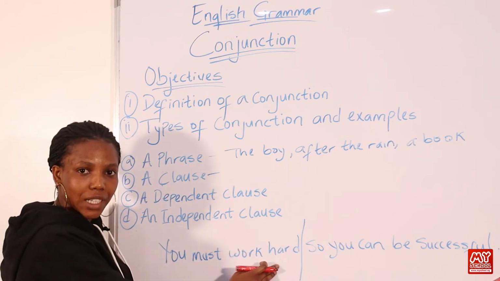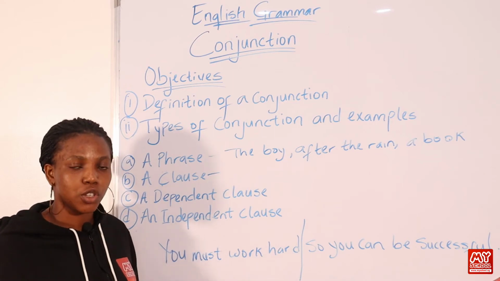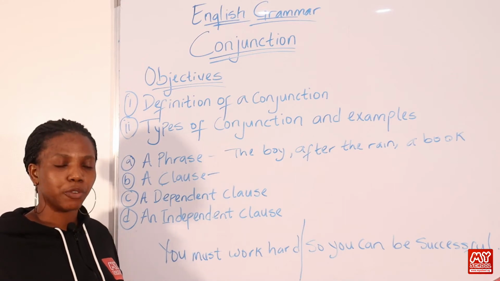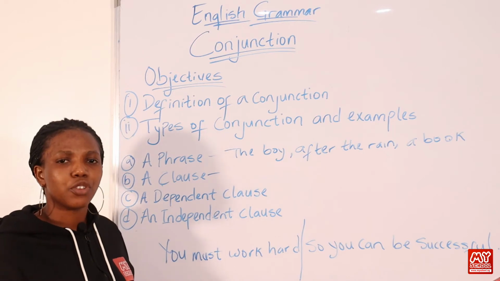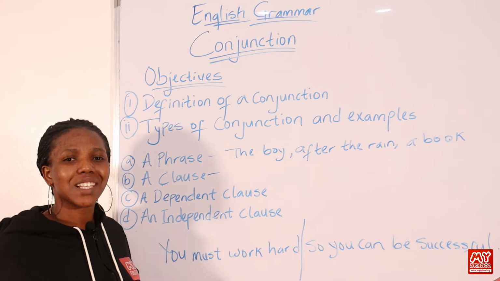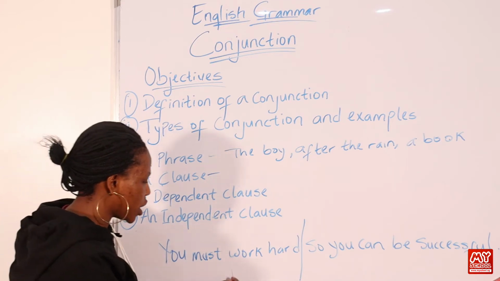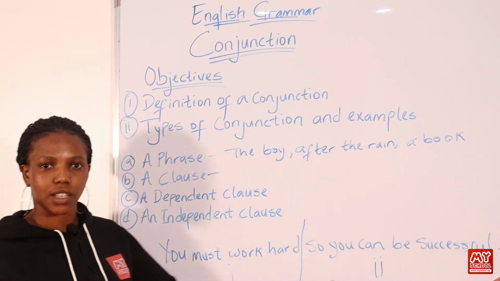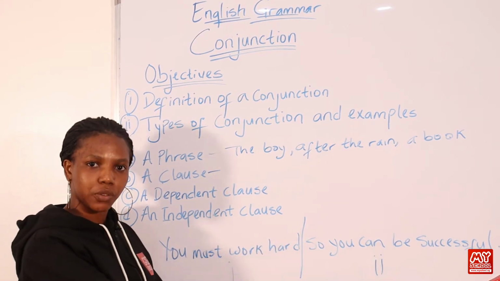Now you must work hard. You see that it is complete in itself. Imagine someone walking up to you and says you must work hard. Okay, it's meaningful. But when someone walks up to you and says so you can be successful, you feel it's not complete. Okay, so it's a part of something. So a clause can be a part of something and can stand on its own. So this is clause 1, this is clause 2. So it can be complete in itself and also can be a part of a sentence.